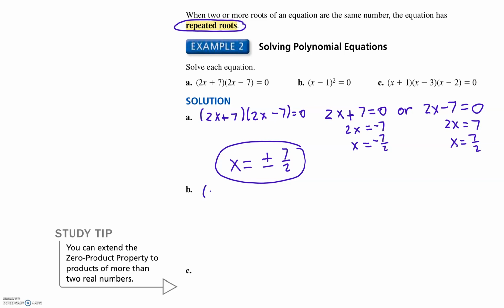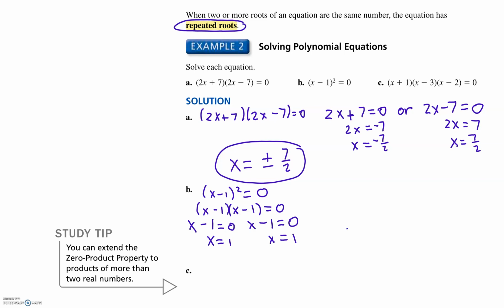Okay, part B, we have x minus 1 squared equals 0. Notice the left-hand side is factored, because x minus 1 squared means x minus 1 times x minus 1. And this is where we're going to run into a repeated root, because we have the factor x minus 1 repeated. We're going to come up with x equals 1 for both of those.